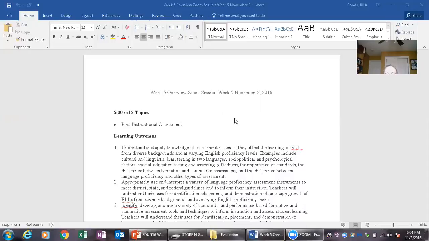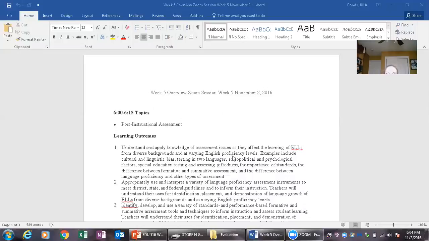Number 2, appropriately use and interpret a variety of language proficiency assessment instruments to meet district, state, and federal guidelines and to inform their instruction. Teachers will understand their use for identification, placement, and demonstration of language growth of ELLs from diverse backgrounds and at varying English proficiency levels. Number 3, identify, develop, and use a variety of standards and performance-based formative and summative assessments and techniques to inform instruction and assess student learning.